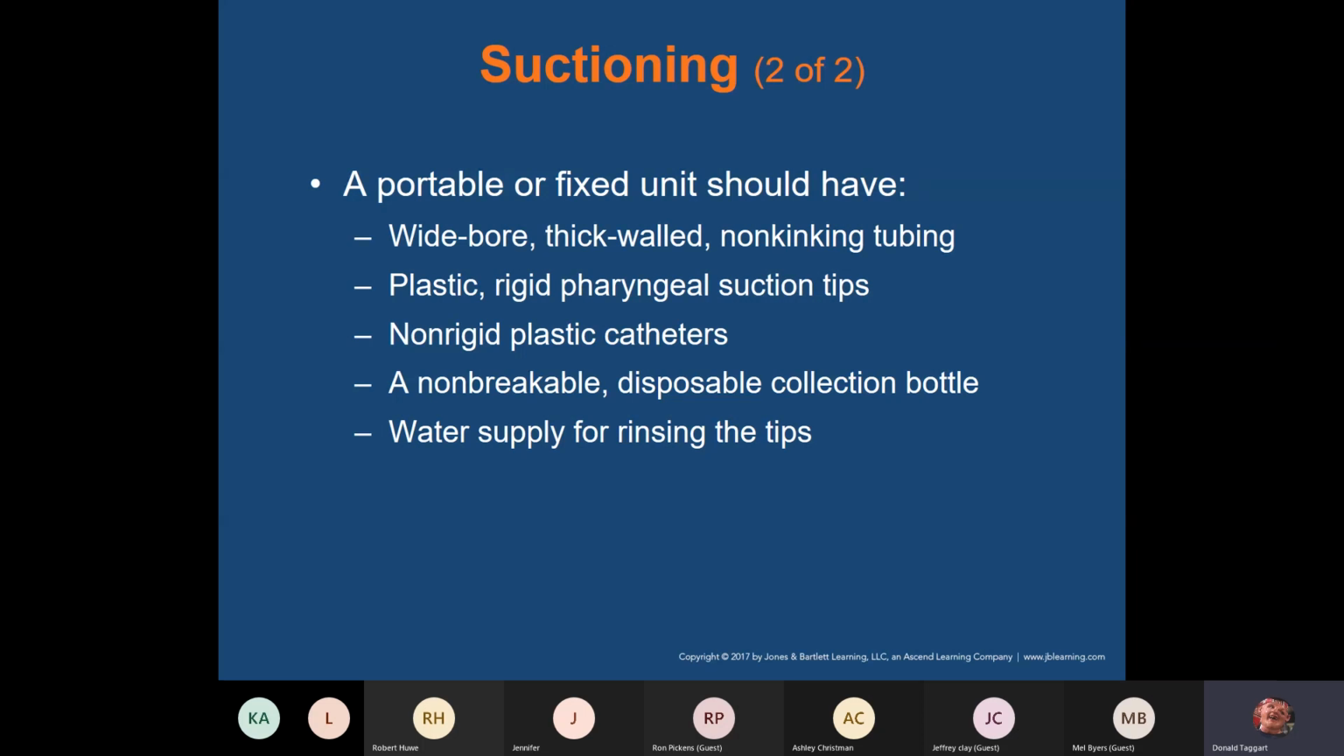Okay, we're going to have plastic rigid suction tips. Sometimes they're called Yankauer tips. And then also we can have ones that are a little more pliable that can go into stomas and NPAs and whatnot. You guys will probably just be using the rigid Yankauer or rigid tips for suctioning.